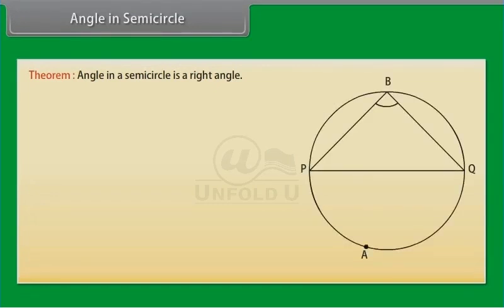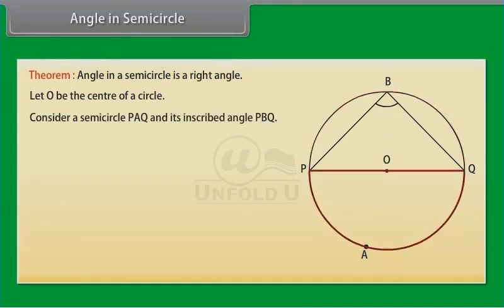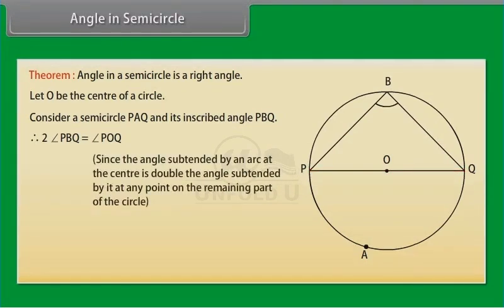Angle in semicircle. Theorem: angle in a semicircle is a right angle. Let O be the center of a circle. Consider a semicircle PAQ and its inscribed angle PBQ. Therefore, 2 angle PBQ is equal to angle POQ, because we know that the angle subtended by an arc at the center is double the angle subtended by it at any point on the remaining part of the circle.